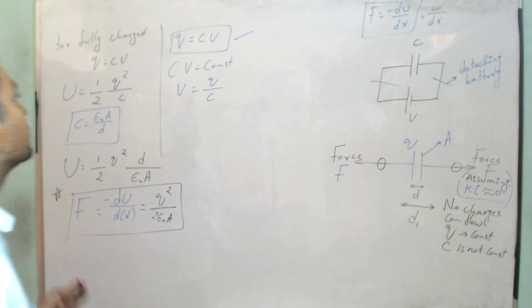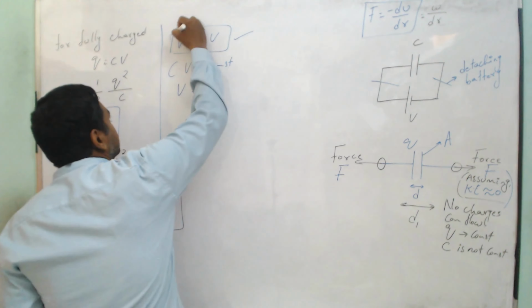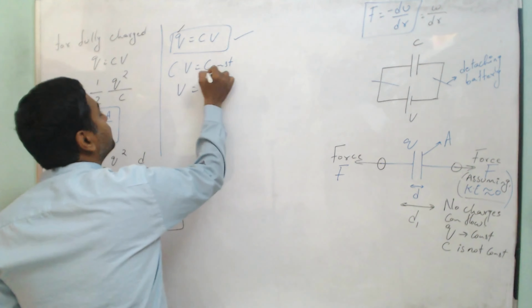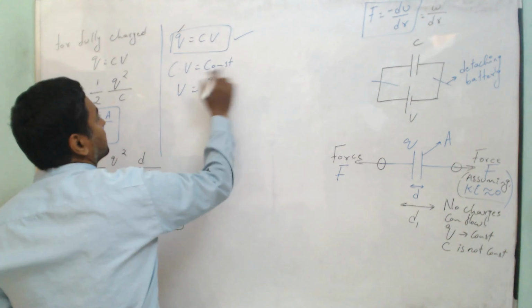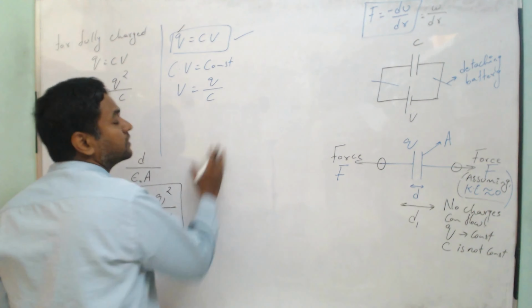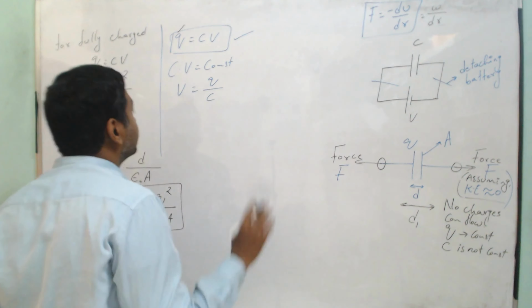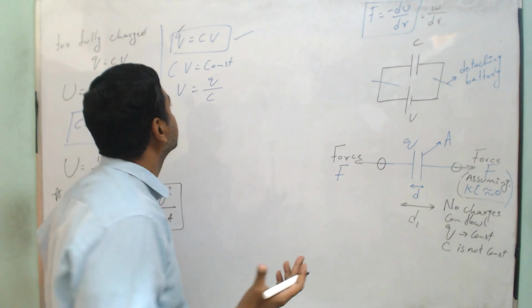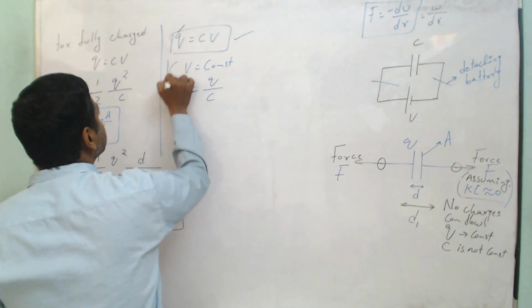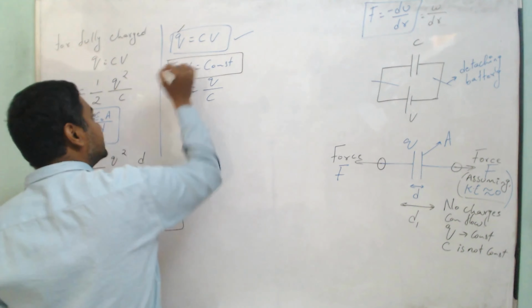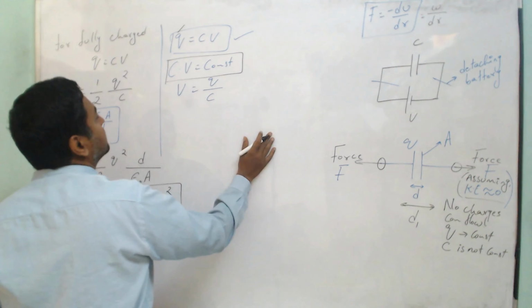Q is a constant. Therefore, my C into V is a constant. But my C is not a constant. So V should not be constant. I'm coming. C into V is a constant, correct? But C is not a constant.